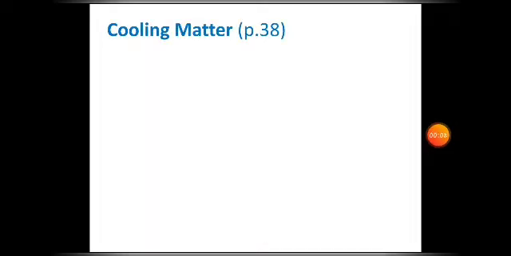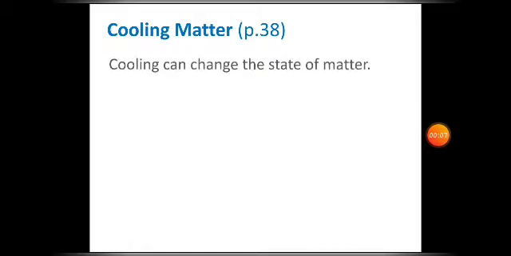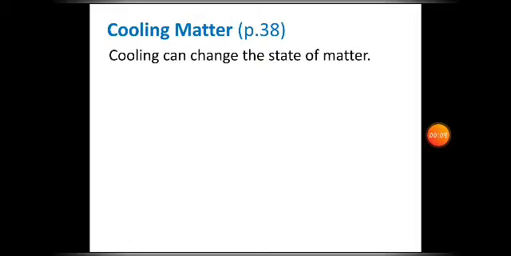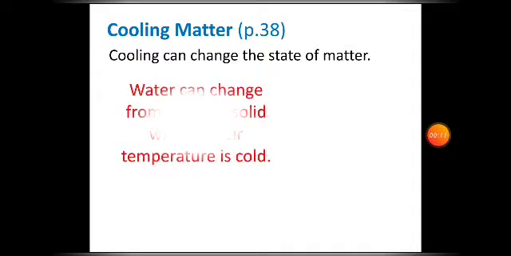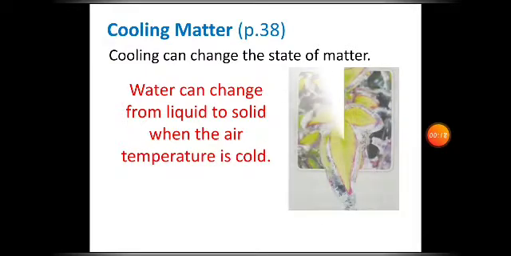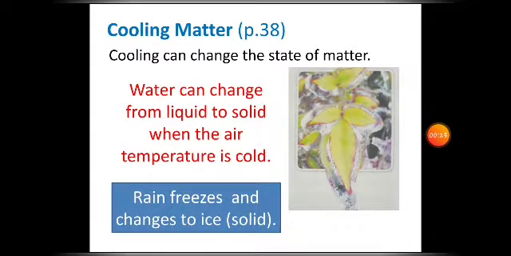Now turn your book to page 38. We are already with cooling matter. Matter can change the state of matter. Just like water, it can change from liquid to solid when the air temperature is cold. Take a look at the picture. When do you think this happened? Yes, it happens during winter. Rain freezes and changes to ice. So ice now is the solid form of water. Did you get it? Very good.